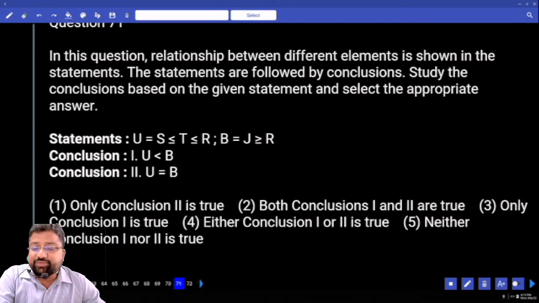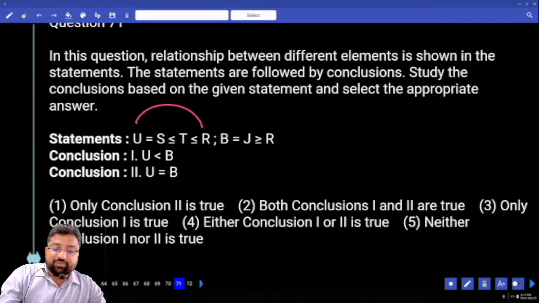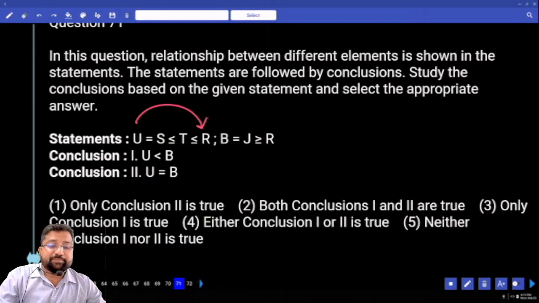I need to go from U to B. What I'll try to do is, I'll take the help of R. So what's going on with U to R? U is less than or equals to R.